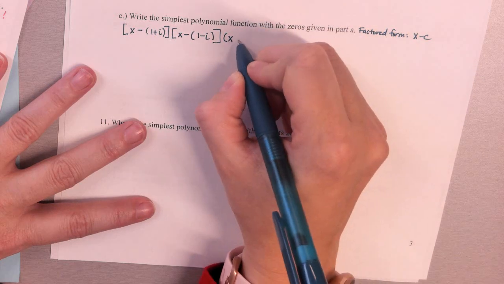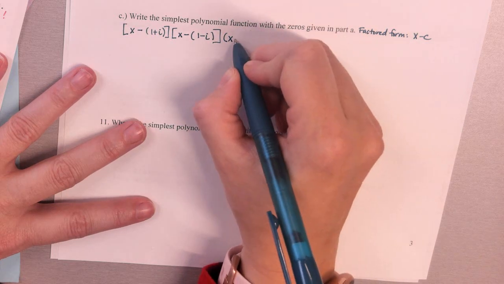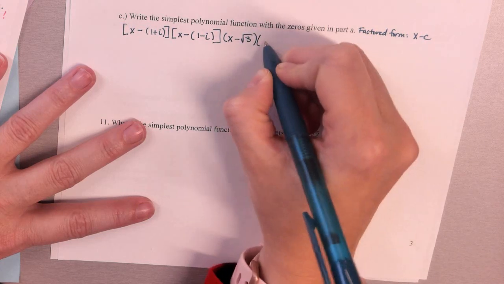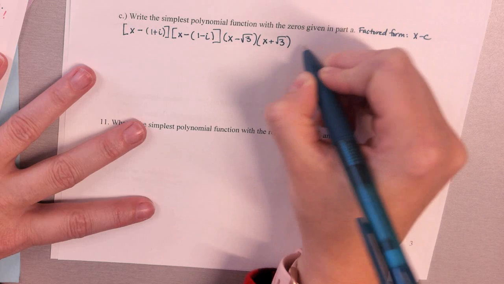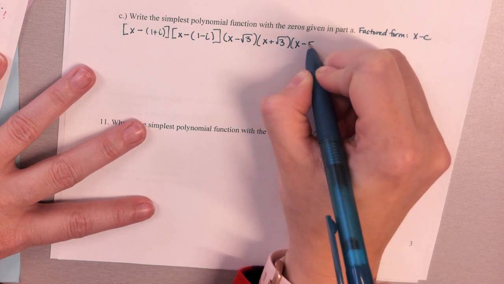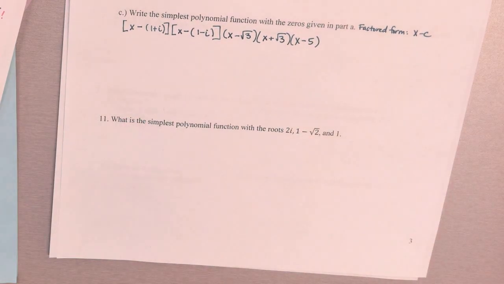And then with the roots, it's x minus root 3. And if you have x minus a negative root 3, it turns into plus. And if you have a positive 5, again, it's x minus. So we're going to multiply those two together, and we're going to distribute the negative.